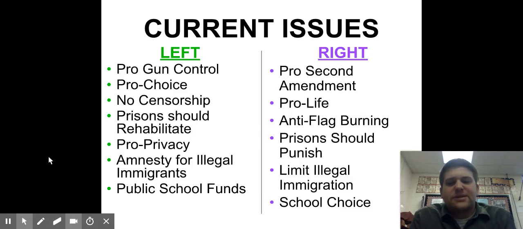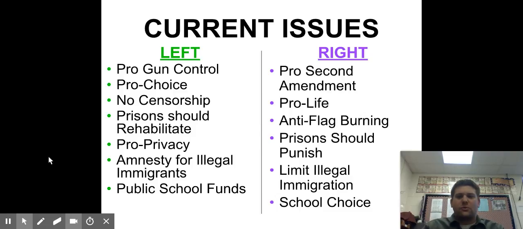Some people on the left side of the spectrum are going as far as to say, look, I would like to see college be paid for by public school funds as well. So there's a lot going on with the public school funds currently. Let's go to the right side.